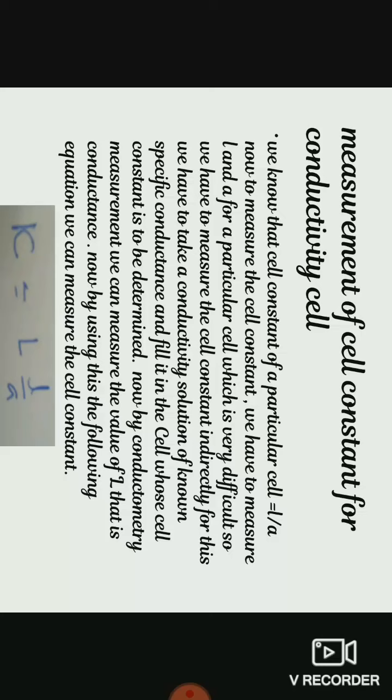We can fill a cell with a solution of known specific conductance. Now measure the conductance of the solution. So we can measure the conductance of the solution from this. Now from this equation, kappa is equal to G into l by A. We can measure G. We know kappa of the solution. Now from this equation we can get the l by A. This is the indirect process.